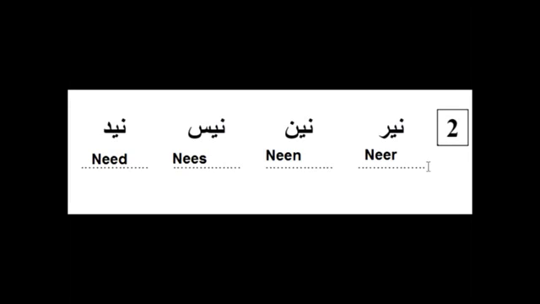The first word was near. Near. Here's the noon in its connecting form. Here's the ya in its connecting form. And here's the ra in its connecting form. The next word was neen. Neen. Here's the noon, the ya, the noon. Next word was knees. Knees. Here's the noon, the ya, the seen. The next word was need. Need. Here's the noon, the ya in its connecting form, and the noon in its connecting form, and here's the daal.